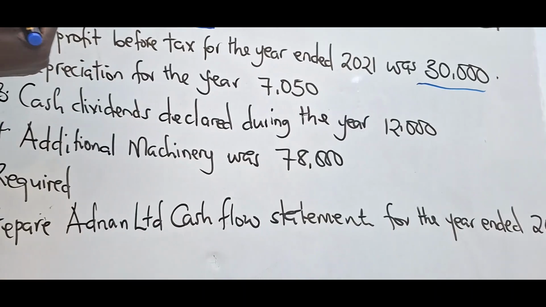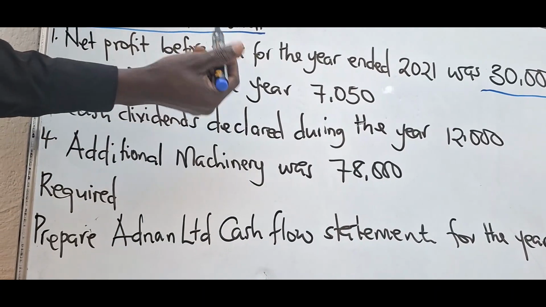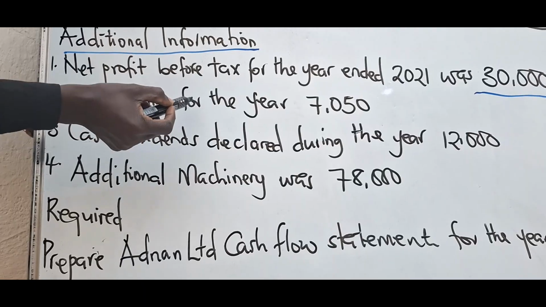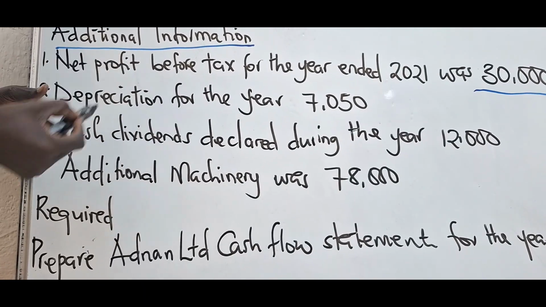We shall see there is even depreciation for the year. Now here they are trying to show you that to get this net profit, they had also included depreciation under operating expenses.